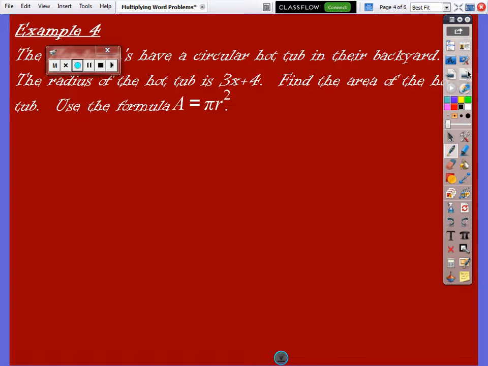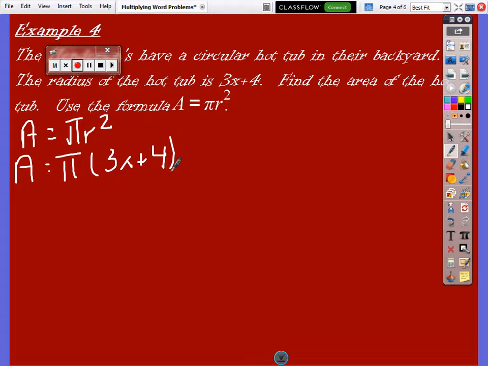The next example says the Hendersons have a circular hot tub in their backyard. The radius of the hot tub is 3x plus 4. Find the area of the hot tub. Use the formula area equals pi r squared. So I have my formula of area equals pi r squared. In order to do this, I need to plug my radius in for r. So I'm going to have pi. My radius is given as 3x plus 4. And then I have to square it because of my formula.